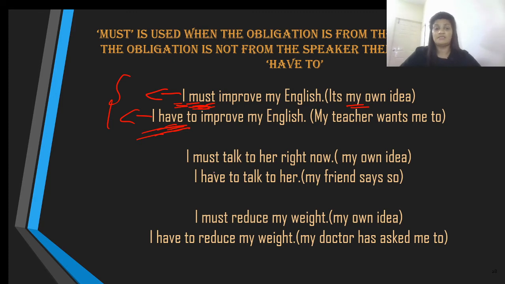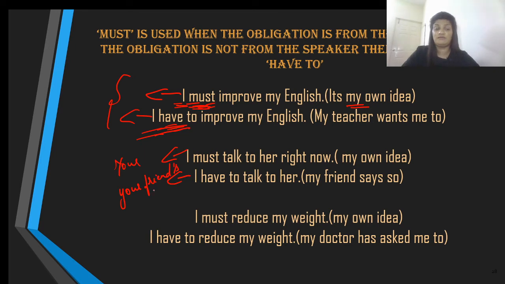Then comes, I must talk to her right now. So this is my own idea. I think, it's my opinion. I believe that I must talk to her right now. And when you say I have to talk to her right now, that means that you don't really think you have to talk to her, but then my friend over here is insisting that I have to talk to her right now. It's not my opinion though, but then it's my friend's opinion. Therefore, I have to. Your opinion and your friend's opinion.